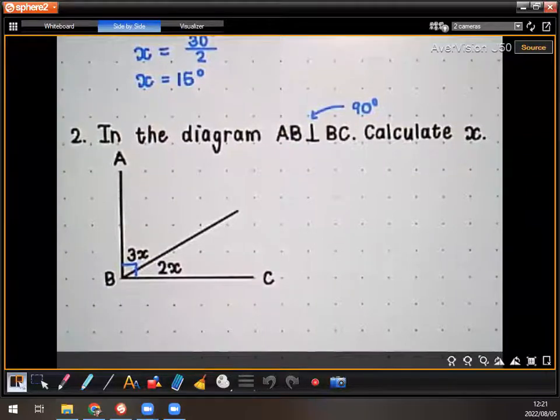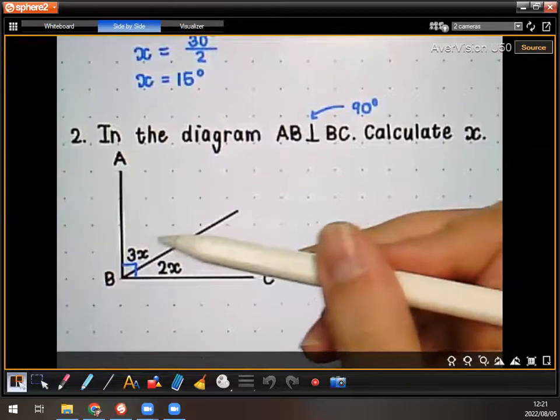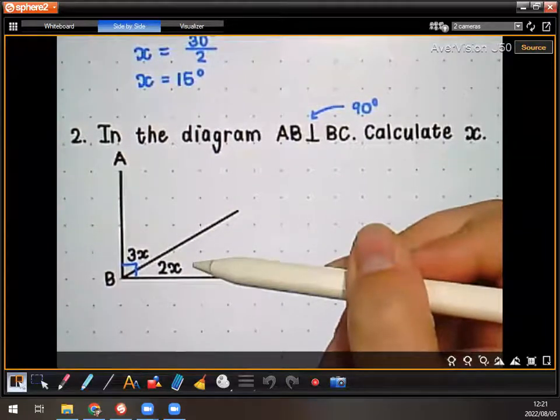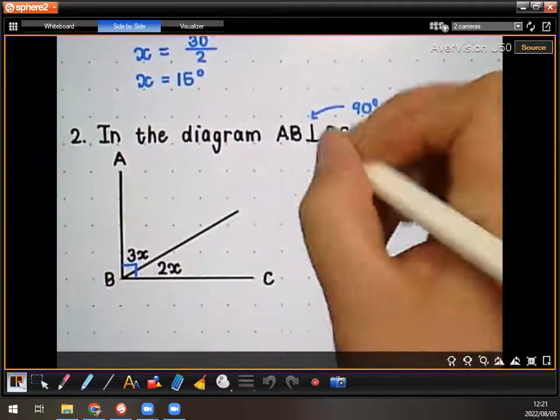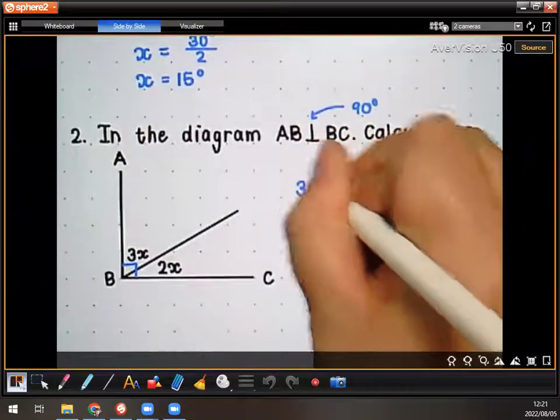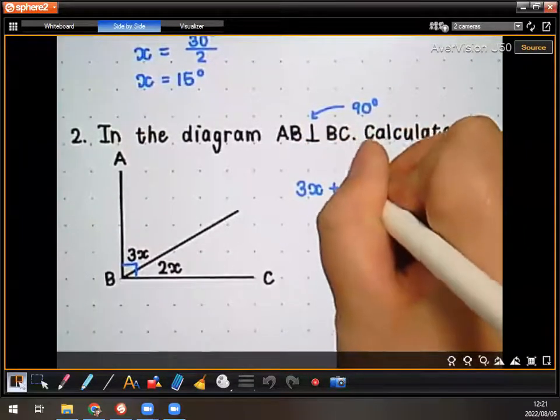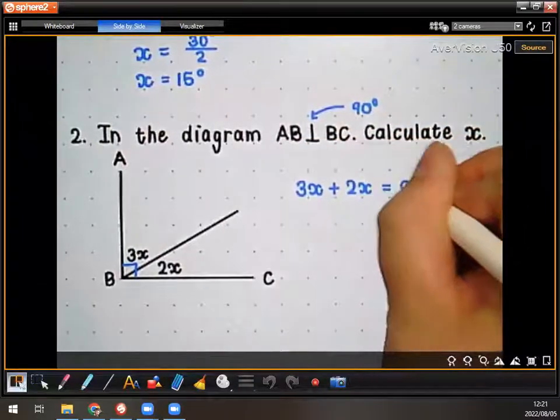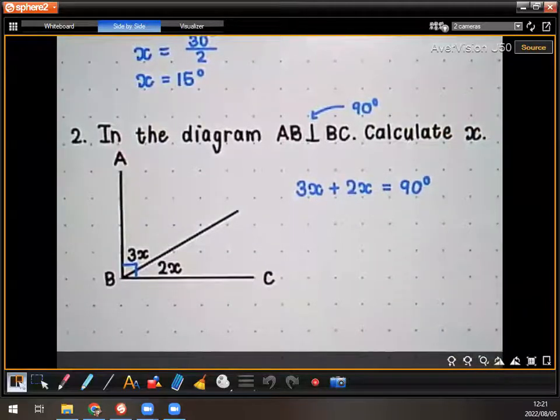So how can I now use that information to solve for it? That 90-degree angle is made up of what? 2x and 3x, right? So can't I just say 3x plus 2x should be equal to 90? Okay, 3x plus 2x is equal to 90 degrees.